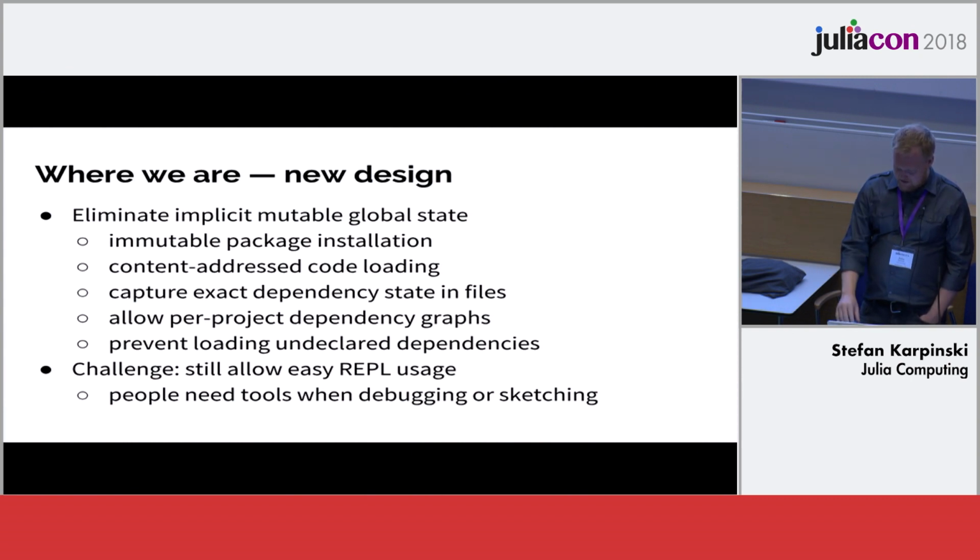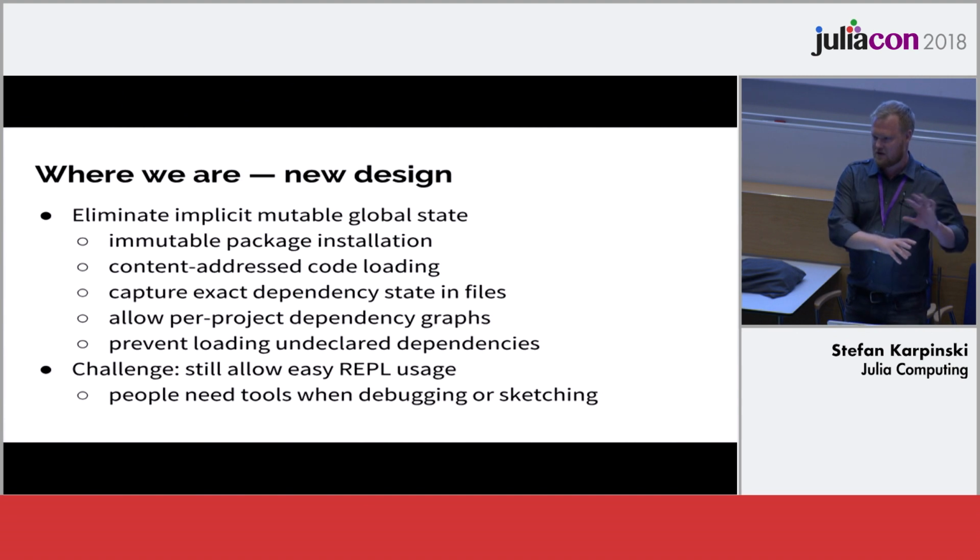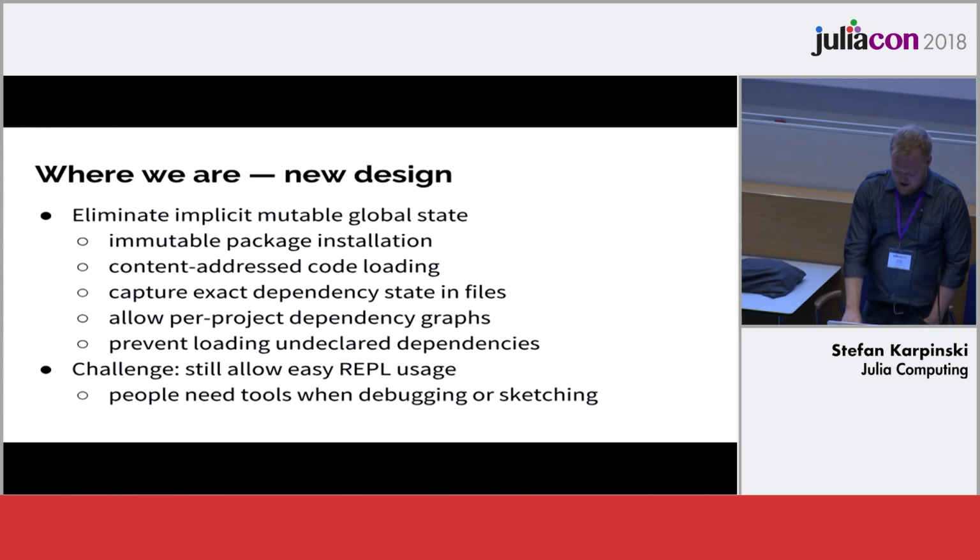Capture exact dependencies in state in files so you can snapshot things, and then allow per project dependency graphs. So this project over here can have one set of versions, and this project over here is a different set, and they don't have to step on each other's toes.